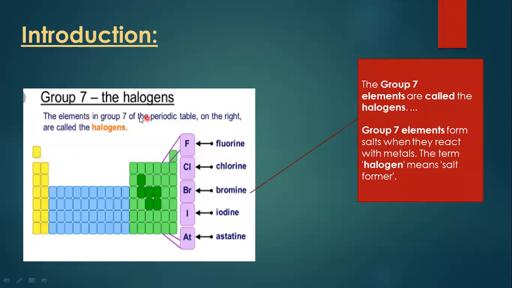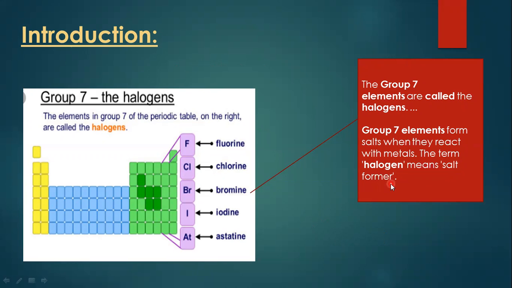Okay, now the question arises that why these elements are called halogens. The group 7 elements are called halogens. What's the reason or why they are called so? Because the group 7 elements, they form salts when they react with metals. So the term halogens means salt former.